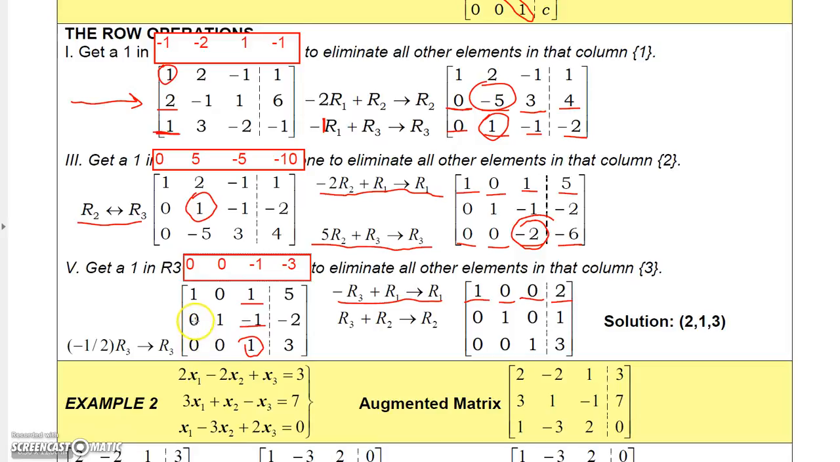So row 3 plus row 2: 0 plus 0 is 0. 0 plus 1 is 1. 1 plus -1 is 0. And then 3 plus -2 is 1. And now I can read the answer here. X is 2, Y is 1, and Z is 3. So that would be my solution.